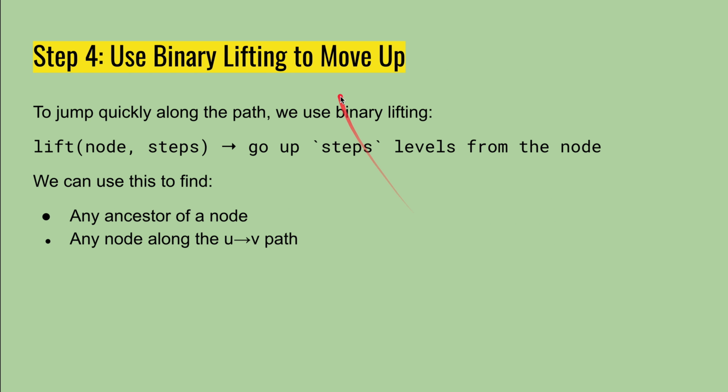Then we'll use binary lifting to move, right? Means if you want to lift the node by some steps, you just need to pass the node and s steps, and it will lift up. So what is the use of binary lifting? We can use it to find any ancestor of the node and any node along the u to v path, right? That is the purpose. We will use the lifting.